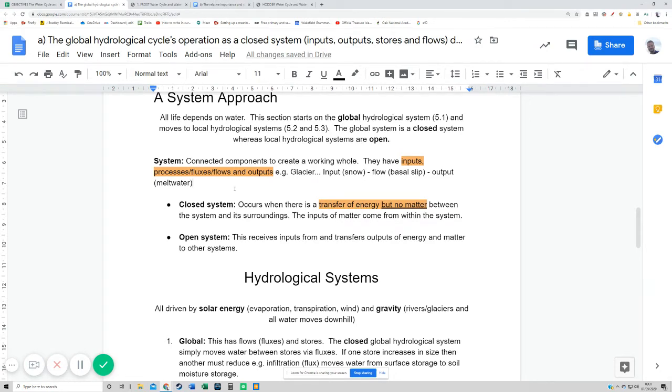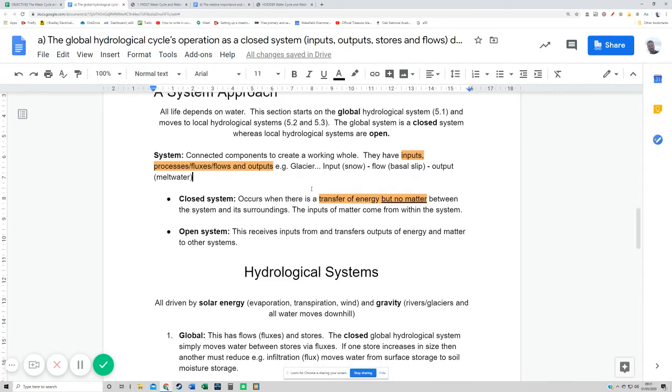So a glacier, which we've done before, snow would be an input, a flow would be a basal slip, output would be meltwater. So we've got a system approach. If you increase the inputs and everything else stays the same, the glacier's got to get bigger. But as we know, a glacier tends to adjust and the outputs increase too until you get that dynamic equilibrium, which we've done before. Anyway, back to water.